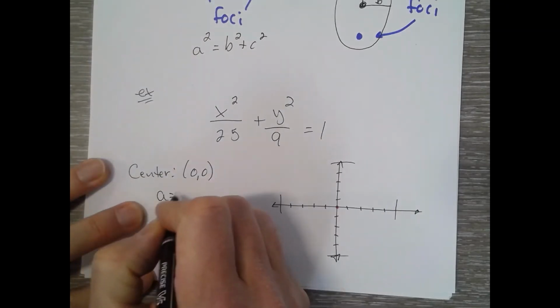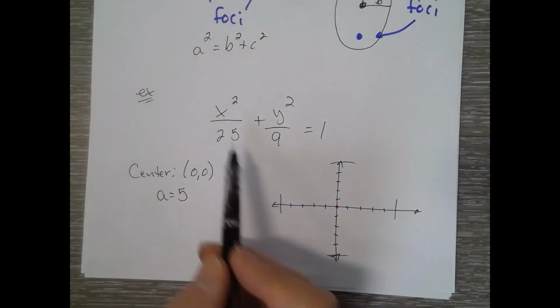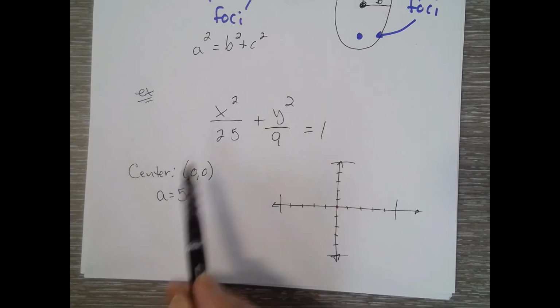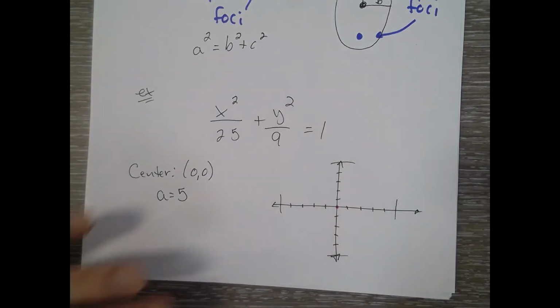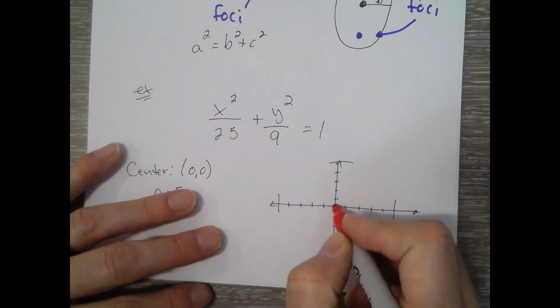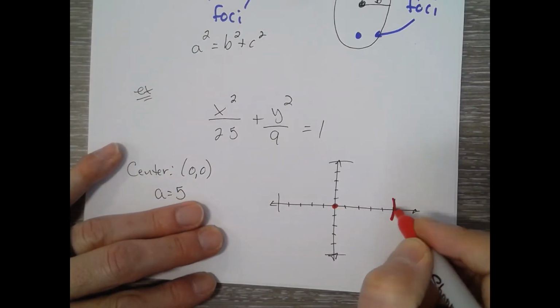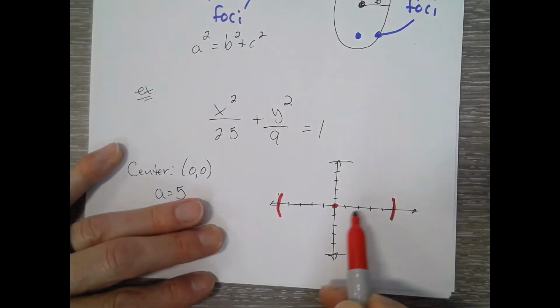Can somebody tell me what a represents? Half of major. Very good. Half of the major axis. Okay? Also, the a squared is below the x being squared. So that means it's a horizontal ellipse. Okay? So if this is my center, this is one end of the major axis, and this is the other end of the major axis, because this distance is a.